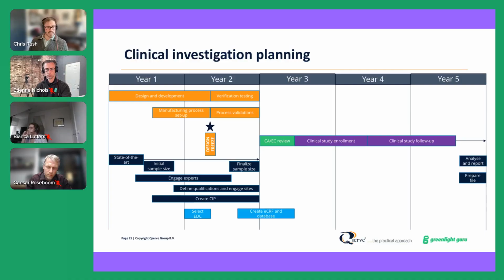Some implementations of EDCs can take 4 to 6 months themselves. Some are quite a bit faster. For Greenlight Guru's clinical solution, usually somewhere in the range of 4 to 8 weeks, so a couple months to get the tool implemented for that first study, and then it's much faster after that for subsequent studies. So just in terms of timeline, wanted to touch there.